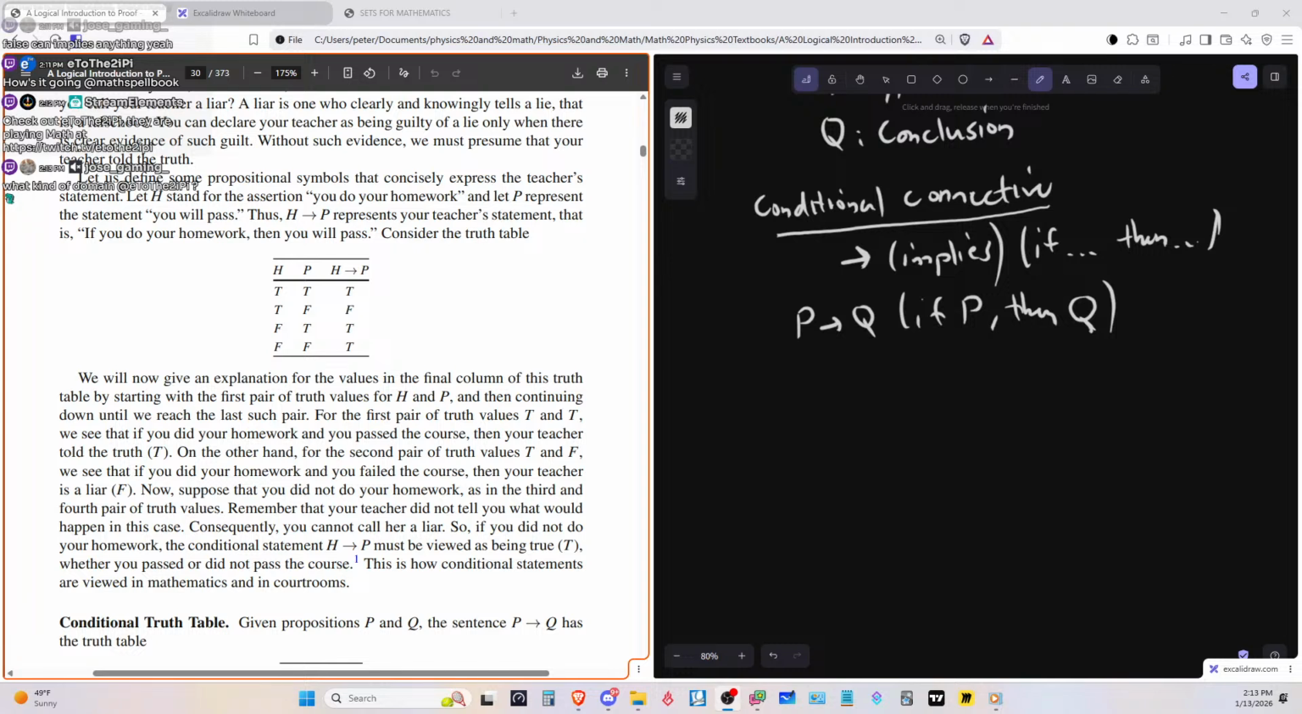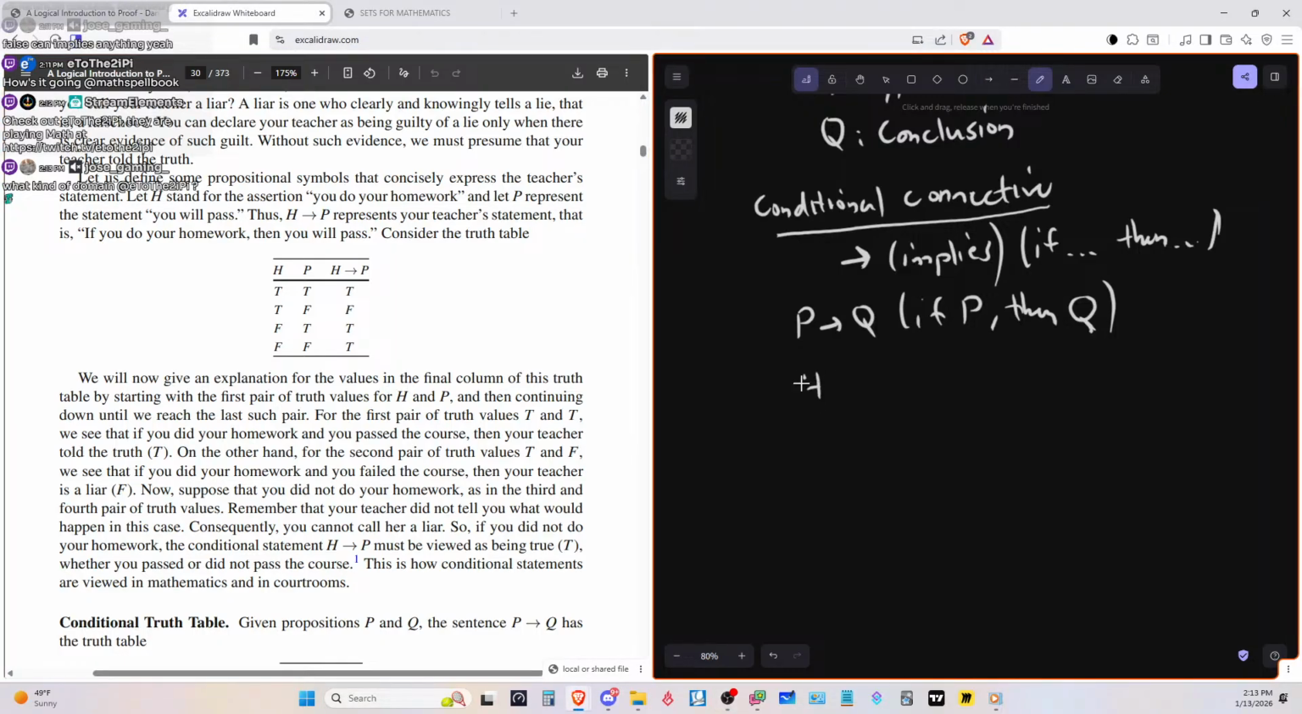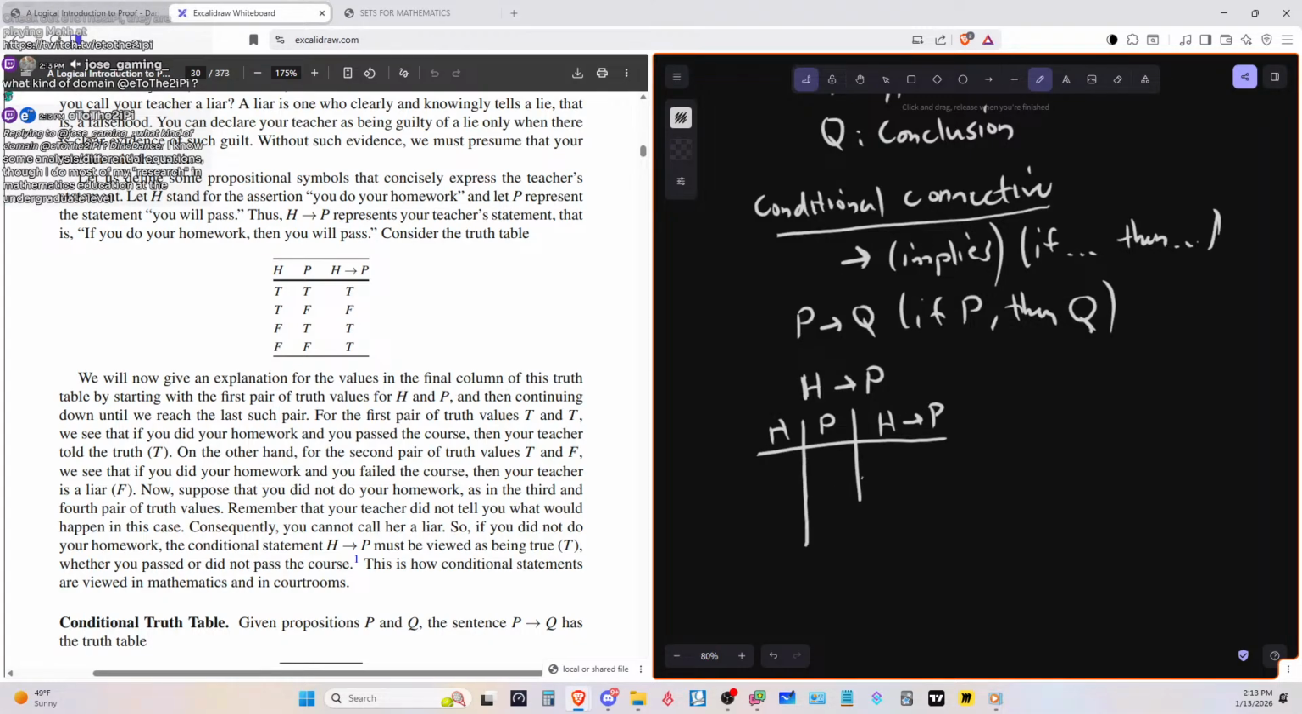Okay, so I think we can just write this. If we have H implies P, and we have H and P, then H implies P. So if this is true here, false, and false, that means this is true, this is false, this is true.